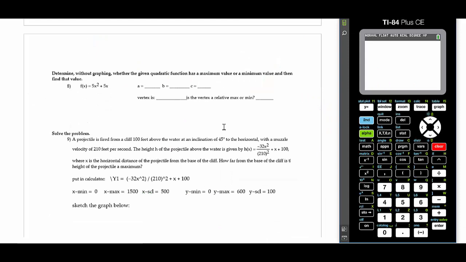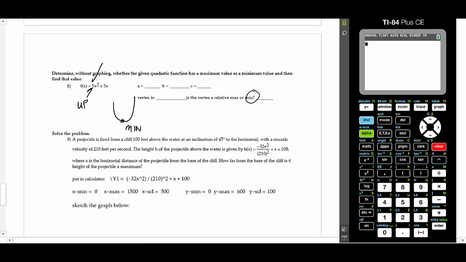Calculator. Okay, so first of all, this problem number 8, you're not graphing or anything. You're just telling, does it have a relative max or min? How would you tell if it has a max or min? Well, you just answer the question, is the parabola opening up or down? So on number 8, is it opening up or down? Up, okay. That number is positive, so it's opening up, so that means that you have a minimum. So we're just going to find what that minimum is.